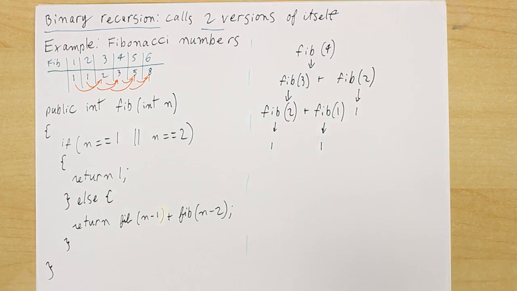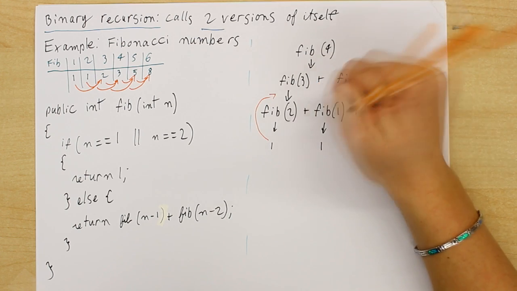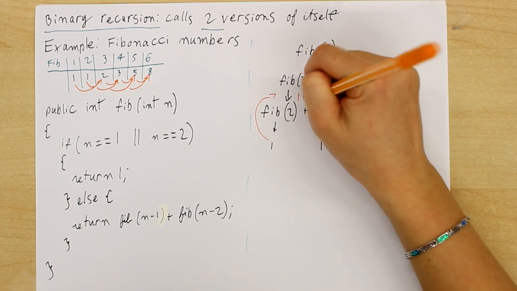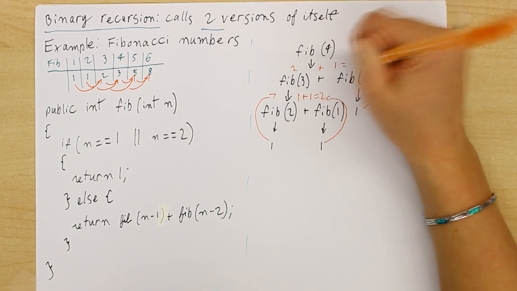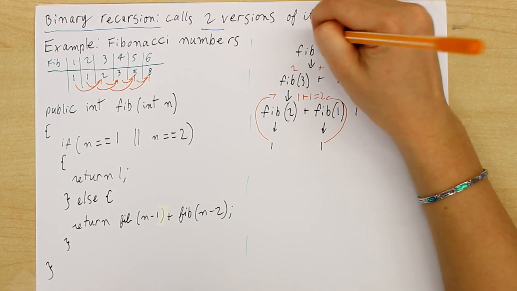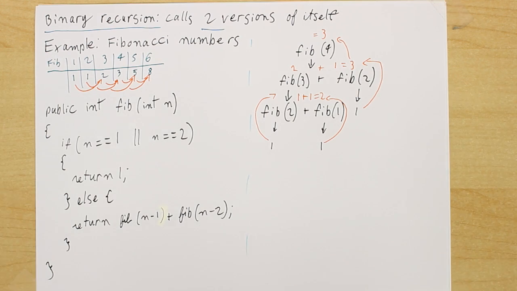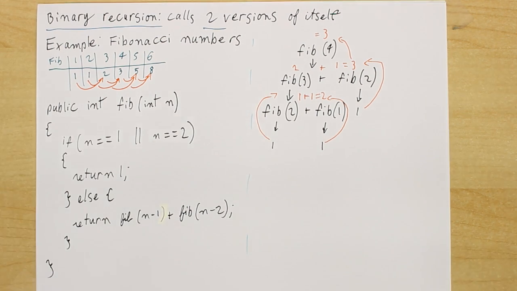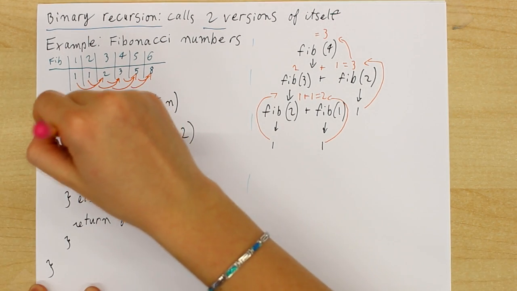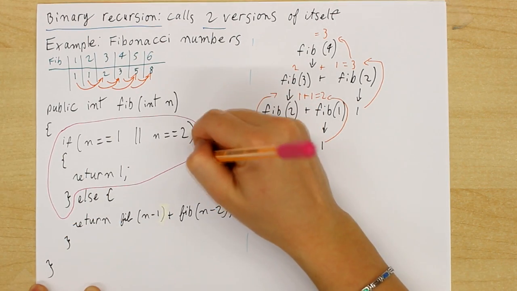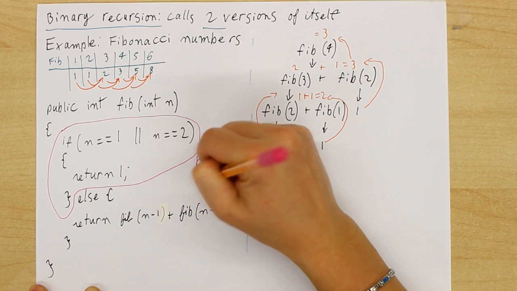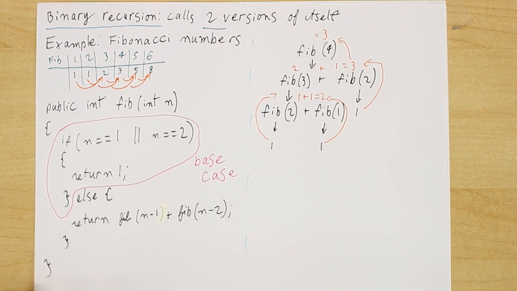So they return 1 plus 1 to Fibonacci 3. So now Fibonacci 3 knows that its value is 2. And it's going to add that to Fibonacci of 2, who knows that its own value is 1. So that will give 3, and Fibonacci 4 can return 3. For Fibonacci numbers, the base case is when you're looking for the first or the second Fibonacci number. That's when the computer knows what the answer is, and it can return a number without making a recursive call.